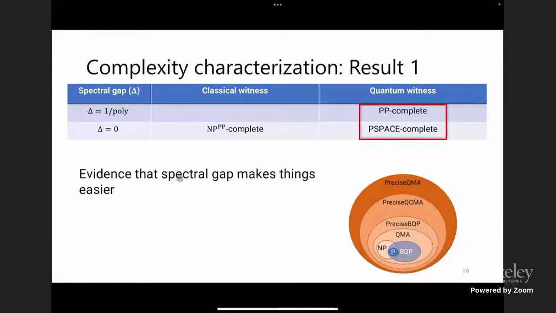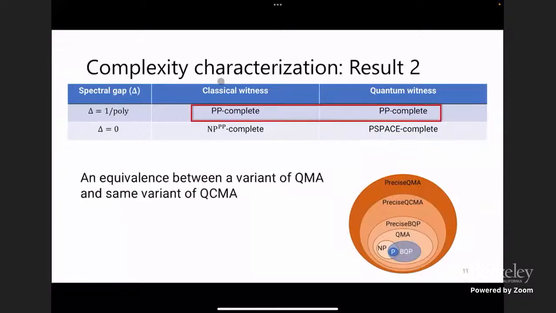So our first result is that when you add a spectral gap of at least inverse polynomial, the complexity goes from PSPACE to PP. So this extra promise sort of reduces the complexity. And now let's see what happens when we add this promise again of there being a classical witness. In that case, actually, the two classes coincide. So it's PP-complete again in this case. So this means there's an equivalence between some variant of QMA and the same variant of QCMA.